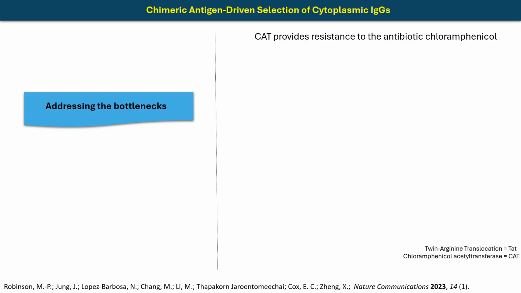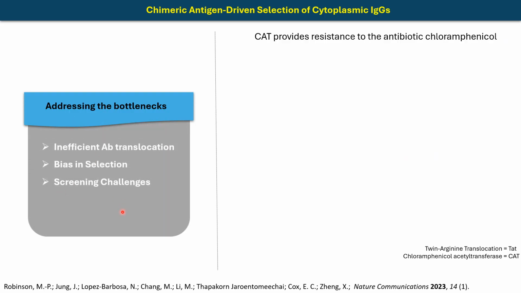So the current cell surface display faces some challenges, such as screening issues. Even with state-of-the-art instrumentation, screening libraries with diversity greater than 10^8 is very challenging. Also, the process is very biased towards antibodies that are not the best at binding to the target, not to mention inefficient translocation of potentially useful antibodies.